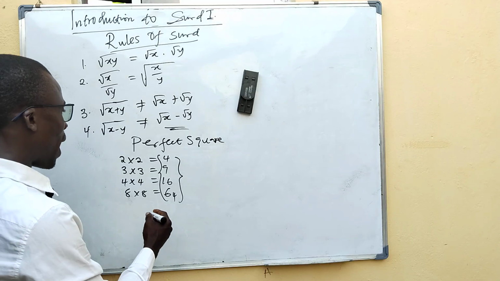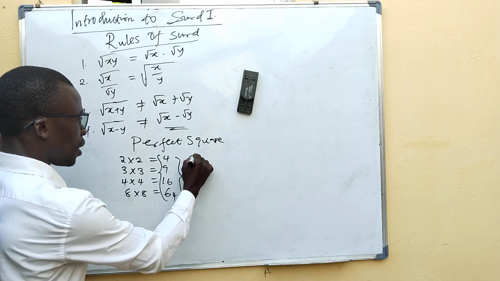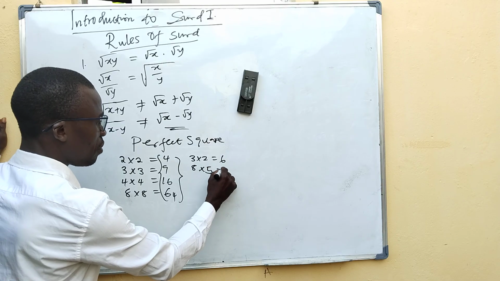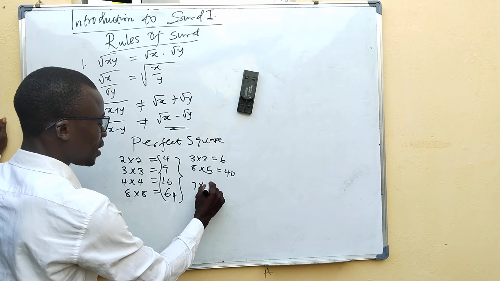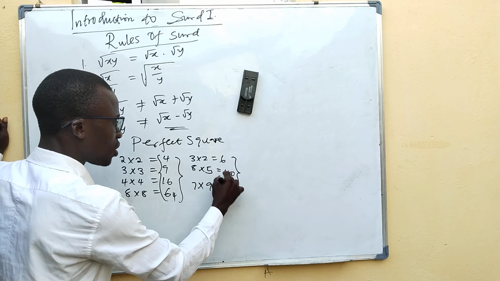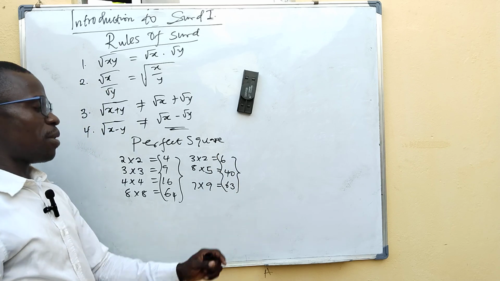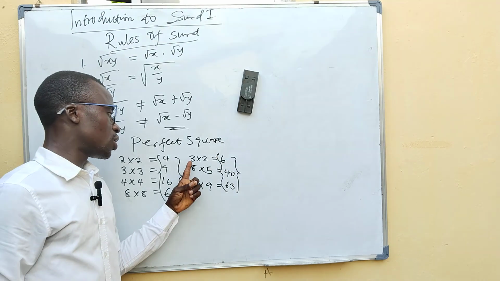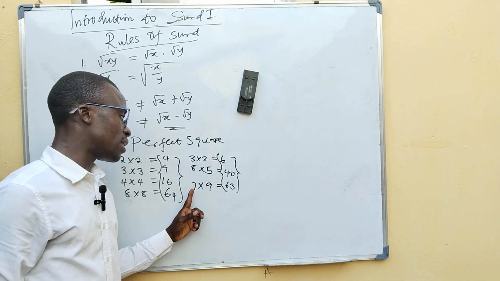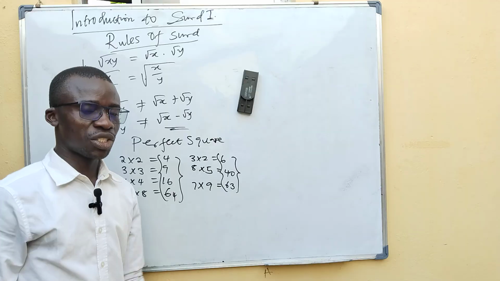Now, what if I have 3 times 2, which gives 6; 8 times 5, which gives 40; 7 times 9, which gives 63? All these numbers, what are they? They are non-perfect squares. Why? Because 3 and 2 are not the same, 8 and 5 are not the same, 9 and 7 are not the same.